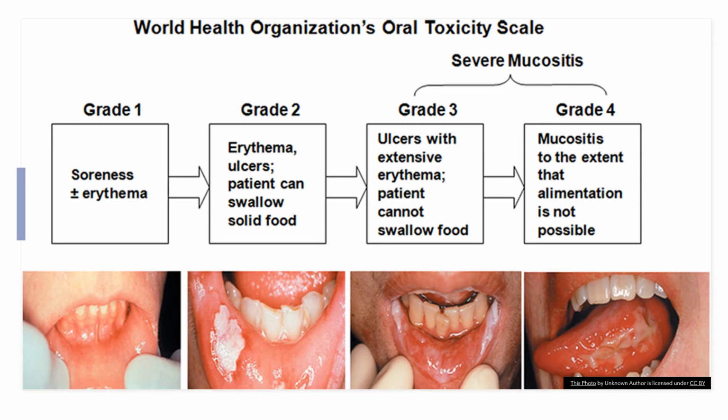Grade 1, you can see there's soreness and plus or minus redness that is affecting the mouth. In grade 2, there's redness, there may or may not be ulcerations. They can swallow solid food, but it could be painful. In grade 3, there are ulcerations with extensive redness. They're unable to swallow solid foods. Redness can be present on most of the mucosa. It's painful ulcerations. And then you can see grade 4 is the most significant. Ulcerations are present with extensive redness.